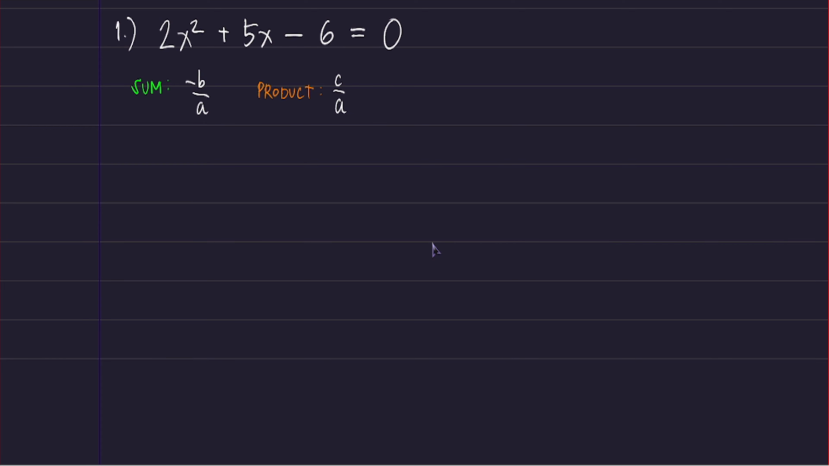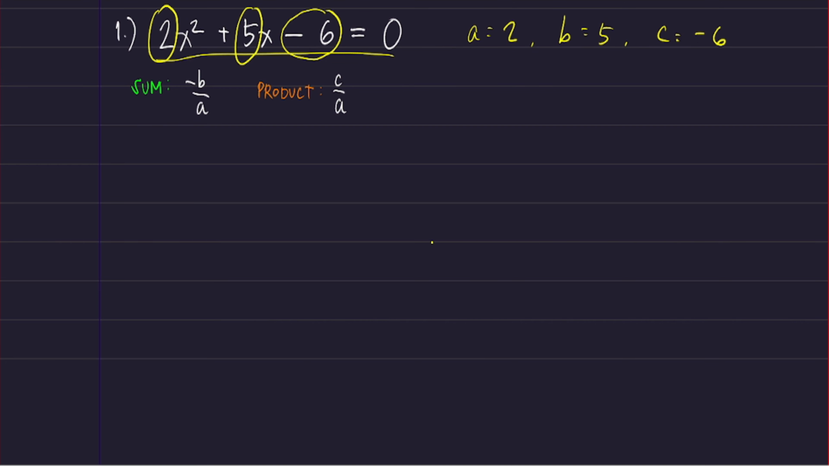And nasa screen din natin ngayon yung formula para mahanap yung sum and product ng roots ng quadratic equation. Sa sum, we have negative b over a, and sa product, we have c over a. Ngayon, ang una nating gagawin ay hanapin ang values ng a, b, and c. And sa example natin na nandito, meron tayong values ng a, b, and c, wherein a is equal to 2, b is equal to 5, and c is equal to negative 6. Sulat ko lang. A is equal to 2, B is equal to 5, and C is equal to negative 6.